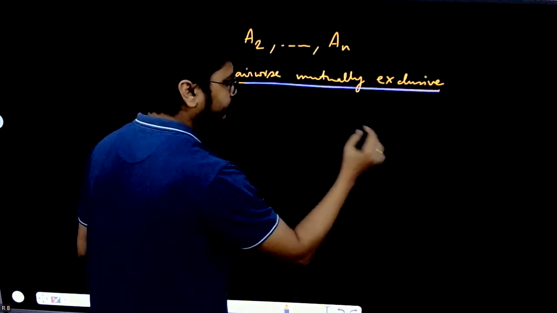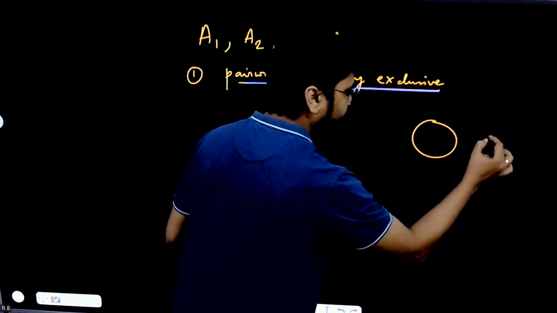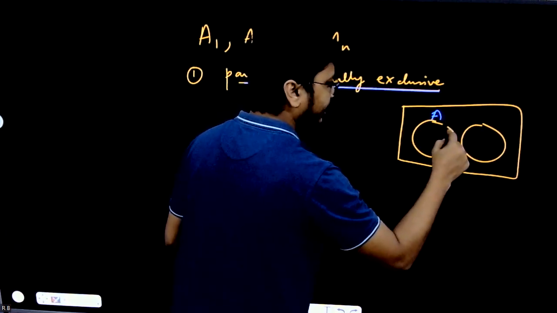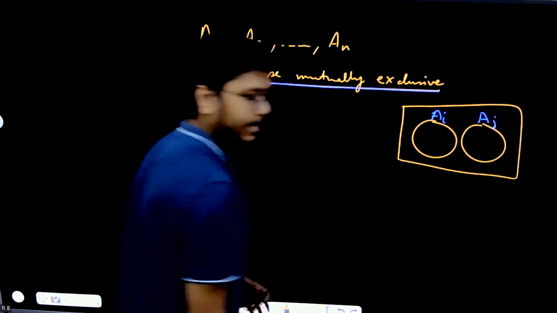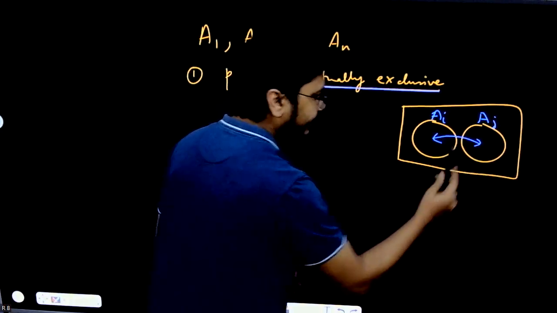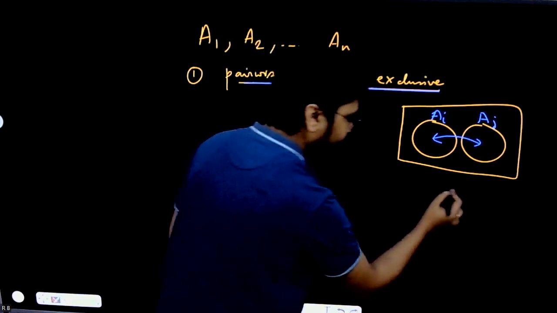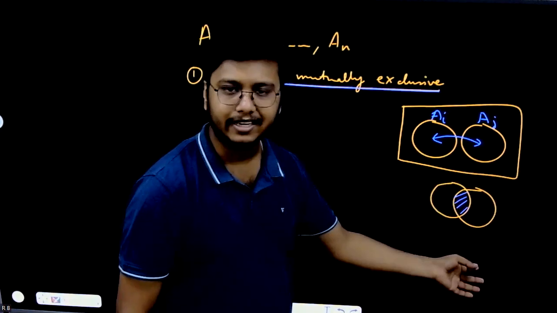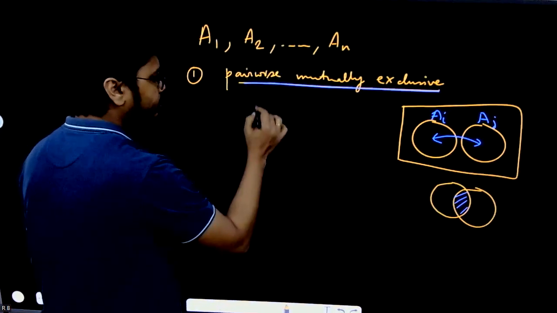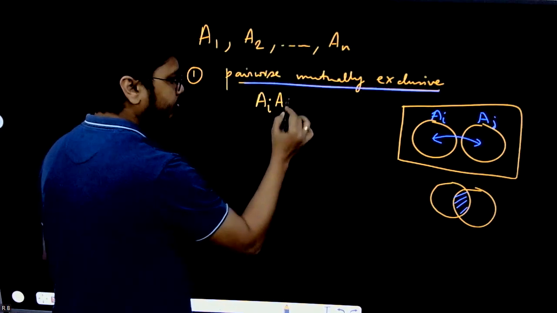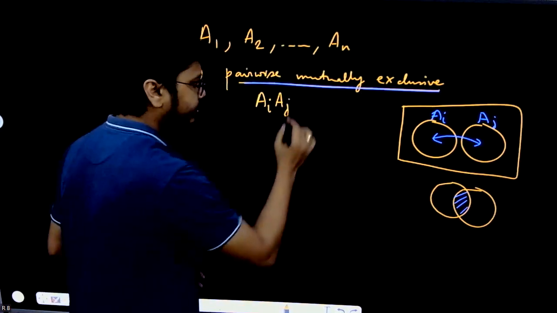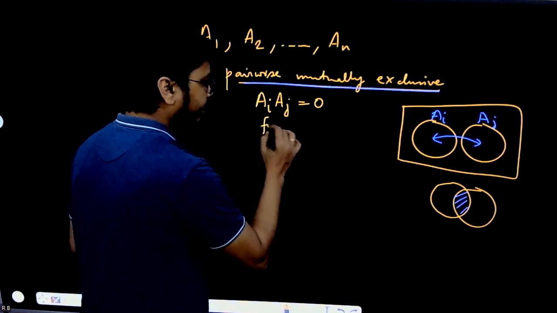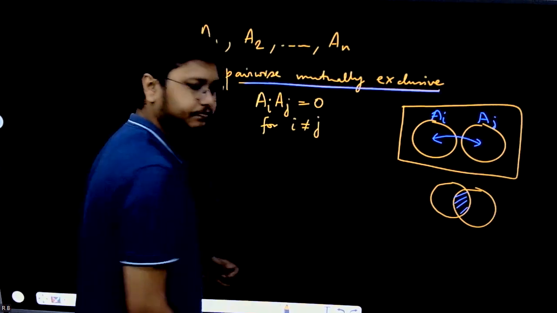Pairwise mutually exclusive means that if I take any two sets, let's say one of them is Ai and another one is Aj, then they do not have anything common between them. Something common means having a set like this. So pairwise mutually exclusive means the intersection of the two events Ai and Aj is empty, that is 0, for any i not equal to j, right?